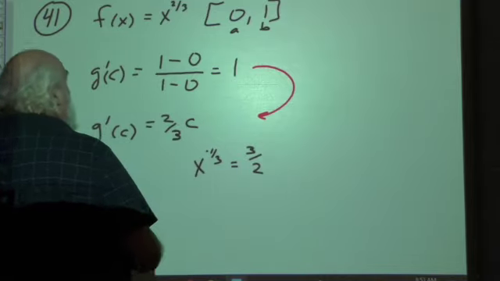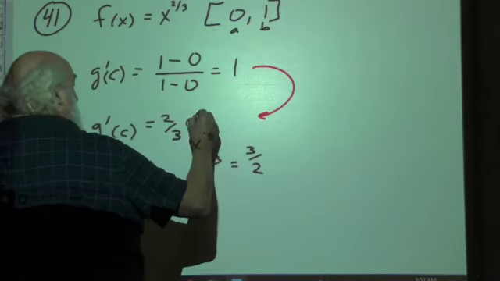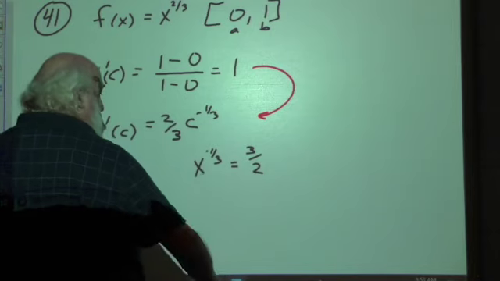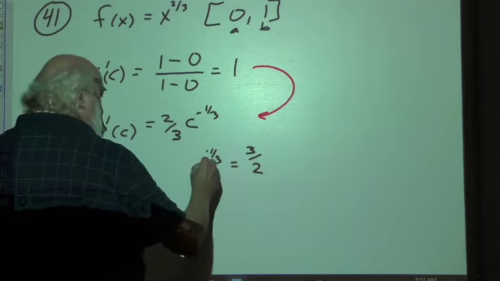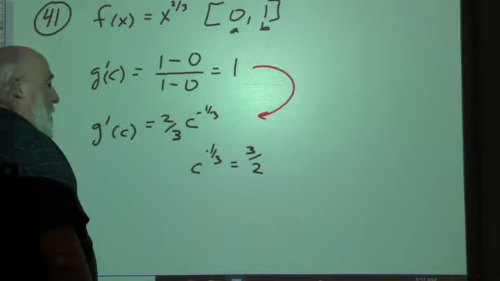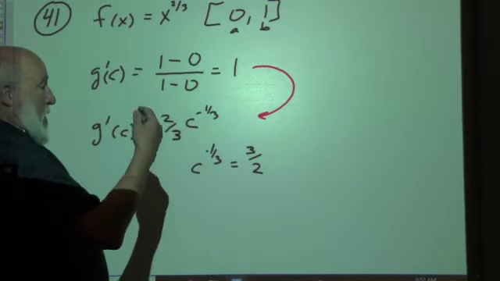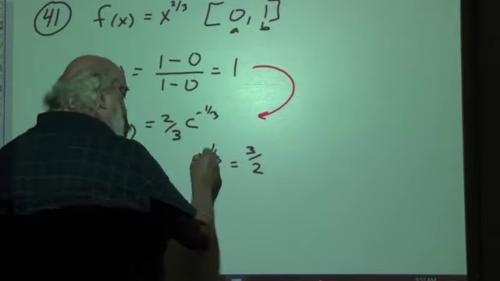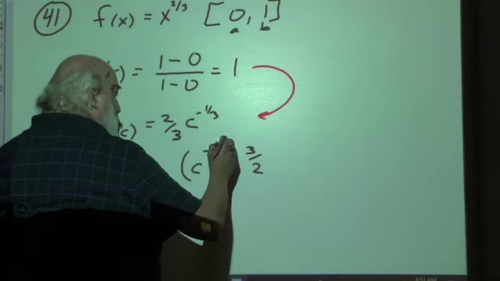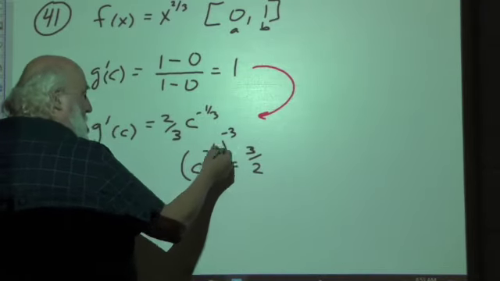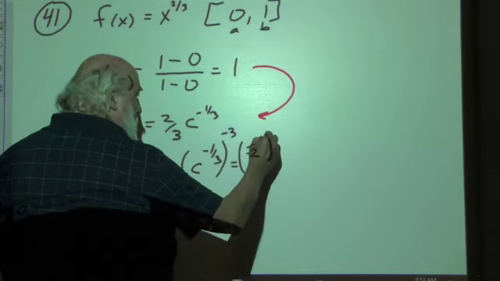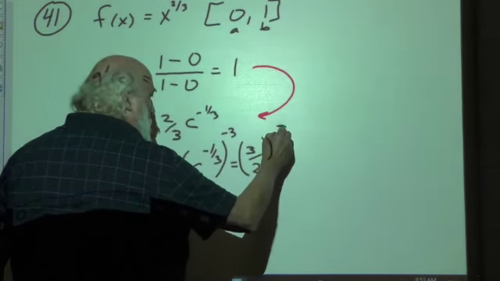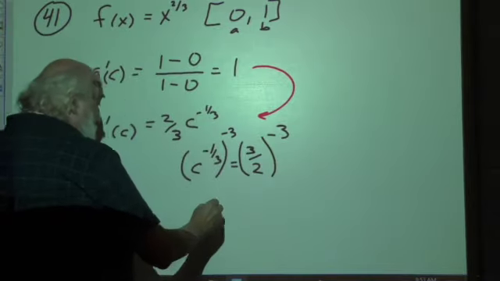C to the -1/3 power. So that gives us c to the -1/3 equals 3/2, but we need c, not c to the -1/3. So we take this to the -3 power because -1/3 times -3 is 1. So we take this to the -3rd power. And so this gives us c here.